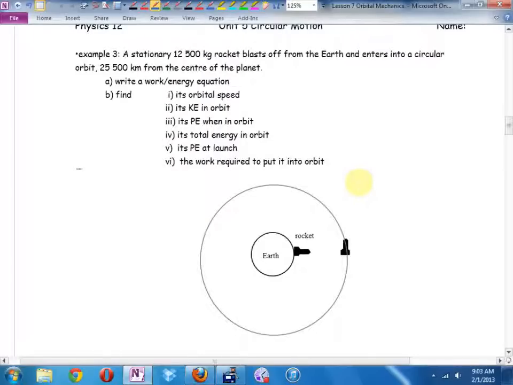Here is a more rocket science-ish question. So we have a stationary, initial kinetic energy is 0, 12,500 kilogram rocket. It blasts off from the Earth and it enters into a circular orbit 25,500 kilometers from the center of the planet. Okay, so that's a radius they gave me, because they said from the center of the planet, so I'm not going to need to add the Earth's radius. It's in kilometers. I'll have to do the unit conversion. I'll just times by 1,000, easy enough to do. A says, write a work energy equation. Okay.